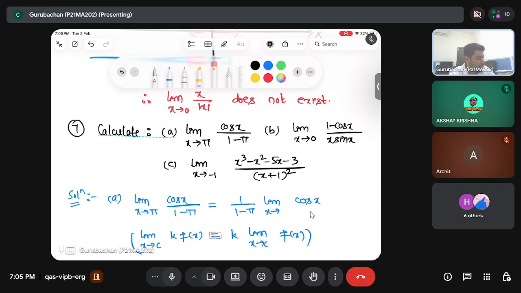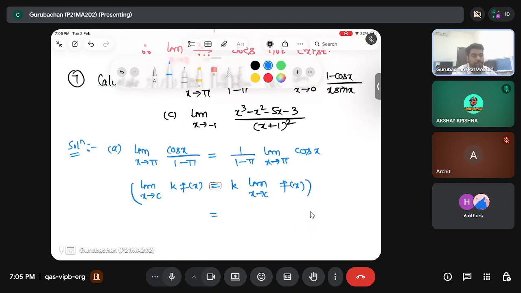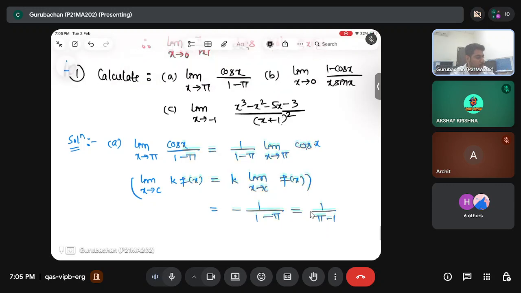Yes, sir. So what will be limit x tending to pi of cos x? One. Again the same mistake. Cos pi is 1 or minus 1? Minus 1. So it will be minus 1 by 1 minus pi, or you can say 1 by pi minus 1. Okay. For a continuous function, we can directly substitute the limiting value.